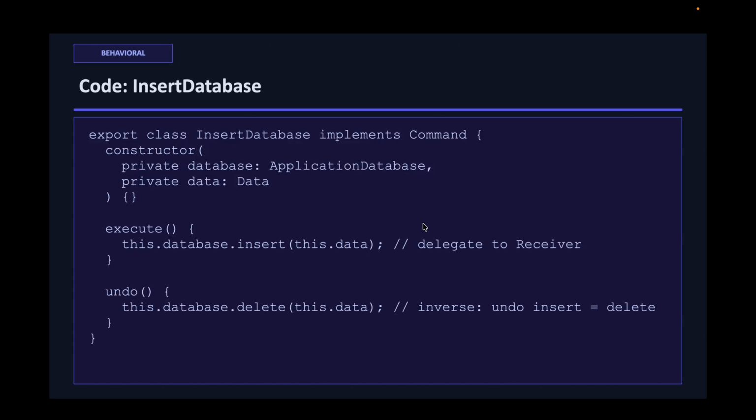So for this code, here's the insert database in full. The constructor captures the database, that's the receiver, and data, the record. Execute delegates to the database insert. Undo delegates to the database delete. Four lines of real logic, it's maximum clarity. The symmetry between the two methods is the whole point. Execute does the thing. Undo reverses it by delegating the opposite operation.